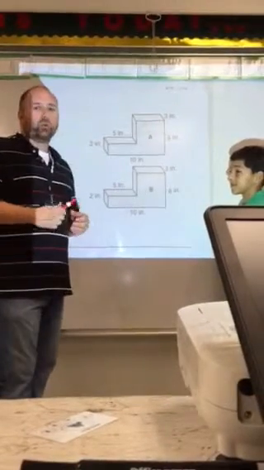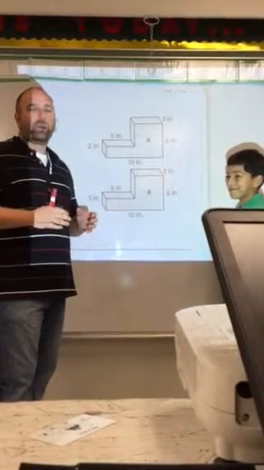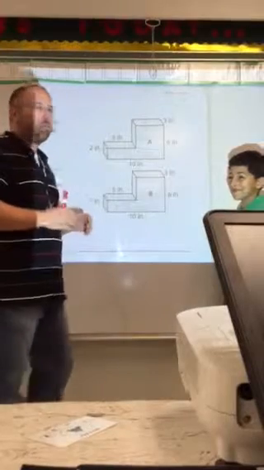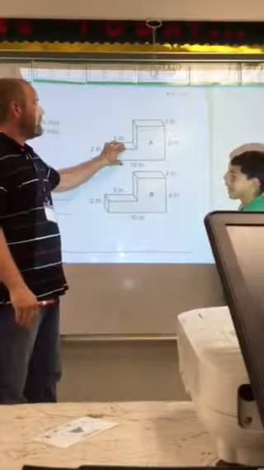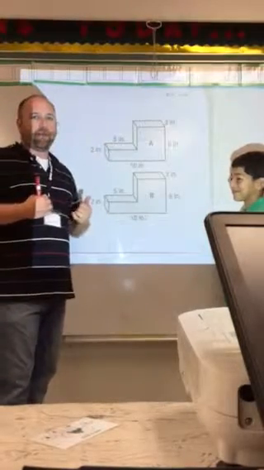All right, today we're going to work on finding the volume of composite figures. And a composite figure is more than just a rectangular prism. It's actually two rectangular prisms put together, in the case for us in our 5th grade curriculum.